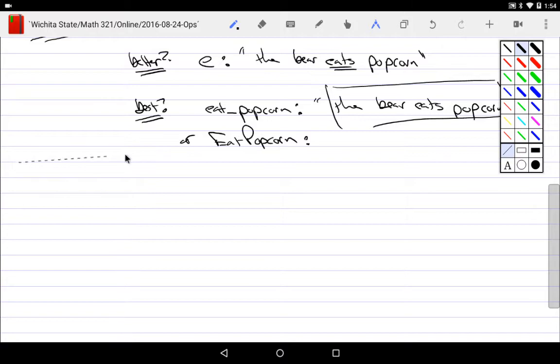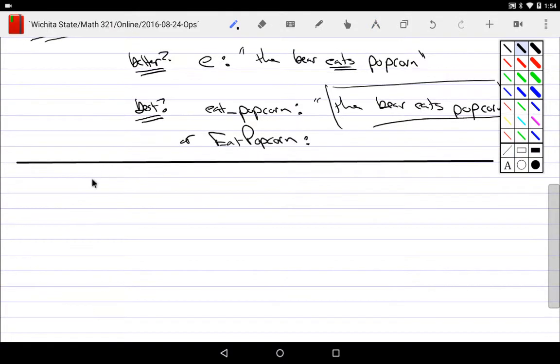All right, now that we have these things, how do I form what's called compound propositions, or basically, how can I use operations?